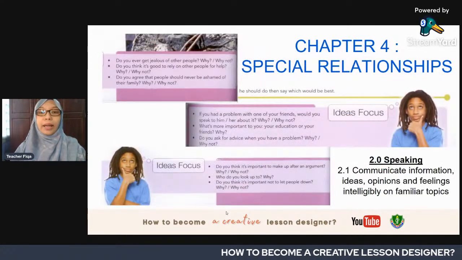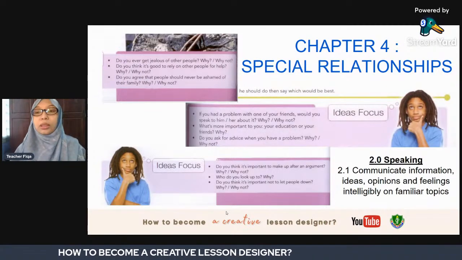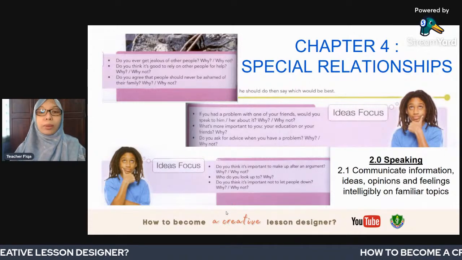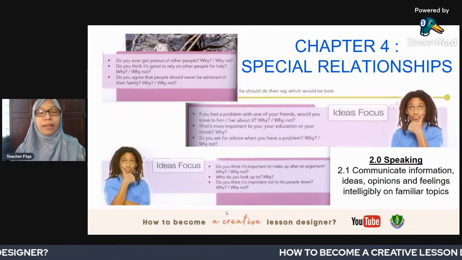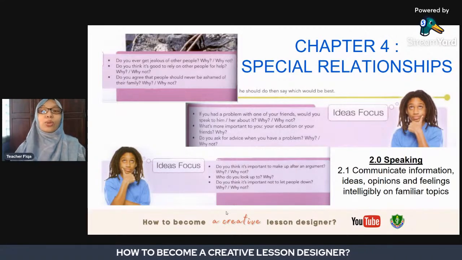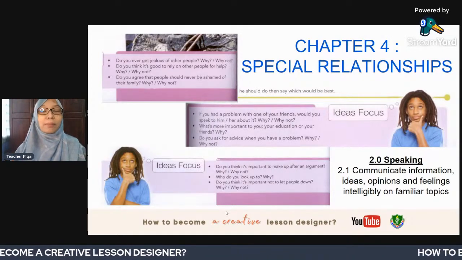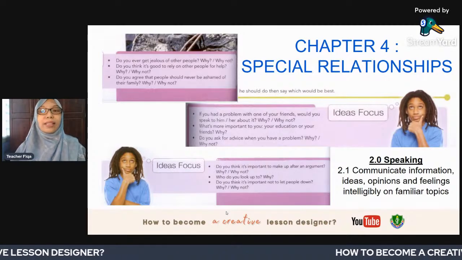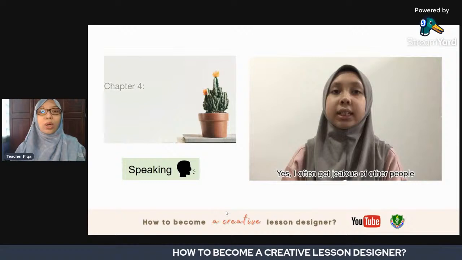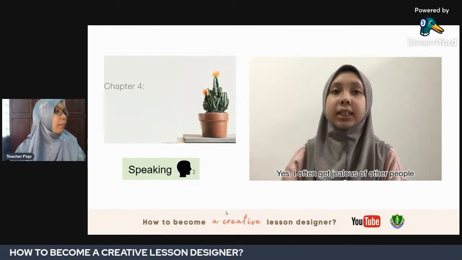All right, next, these are the screenshots from chapter 4. The topic is spatial relationship in the Close-Up textbook. So when you look at the question, instead of having the students answer the questions on a piece of paper, what I did was I asked my students to create a video response based on the questions listed in this Idea Focus section. So this is one of the sample videos that I have, and maybe we can watch a bit.